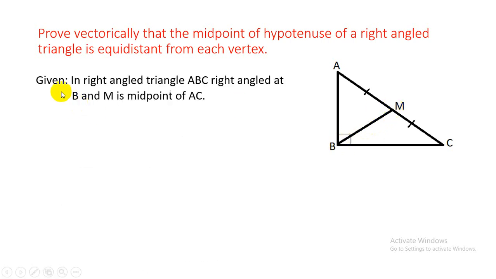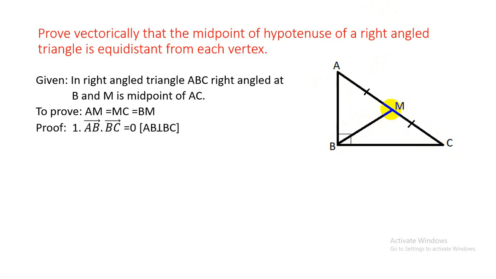Now given: in right angle triangle ABC, right angle at B and M is midpoint of AC. To prove AM is equal to MC is equal to BM. But M is midpoint, so AM is equal to MC is already given. Now only remains we have to prove that BM is equal to MC or BM is equal to AM.